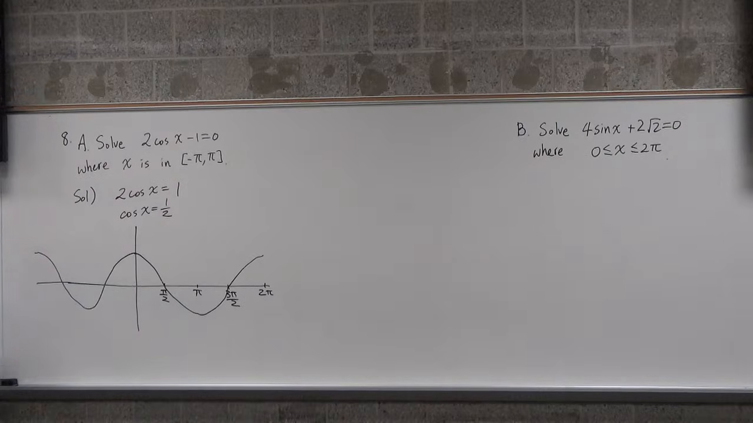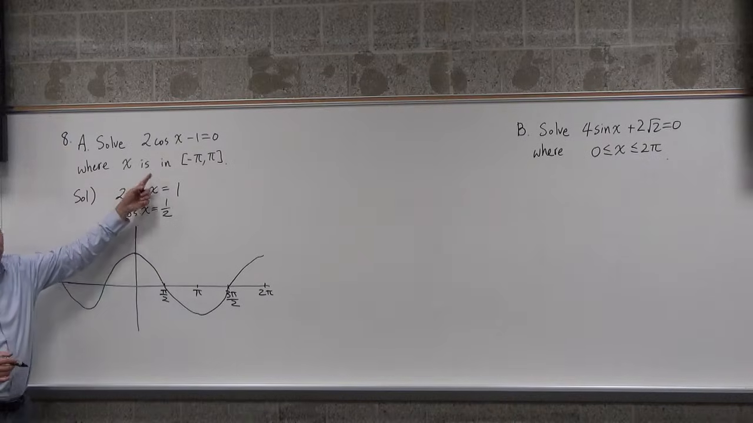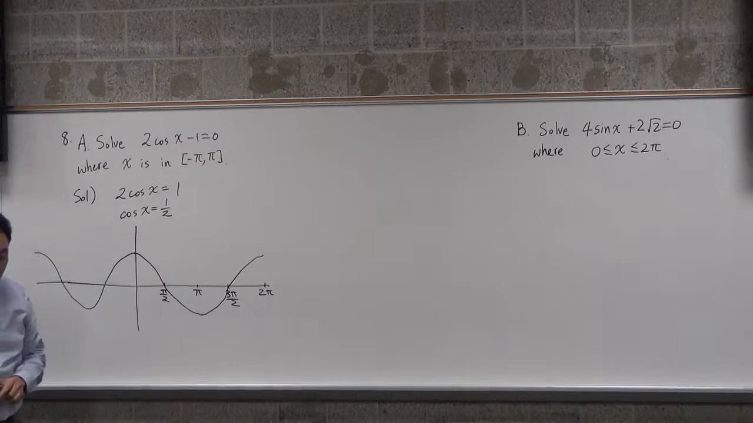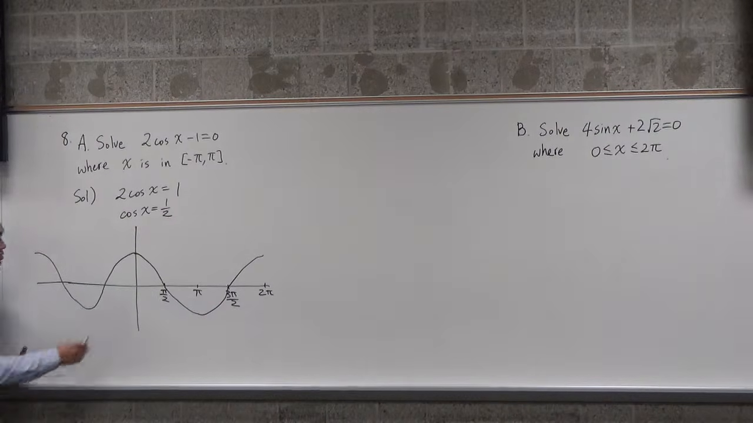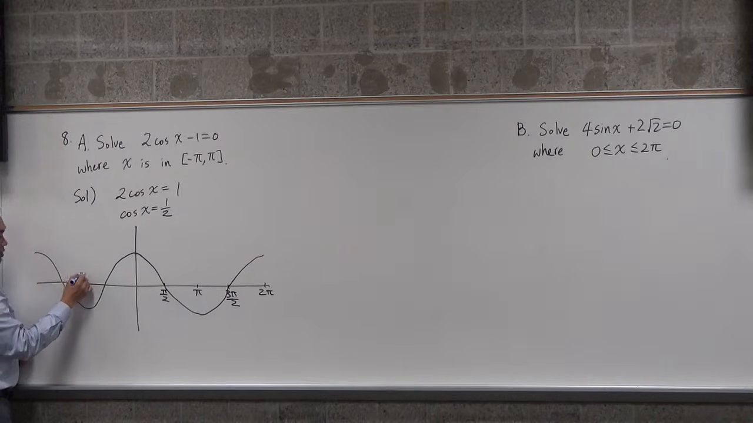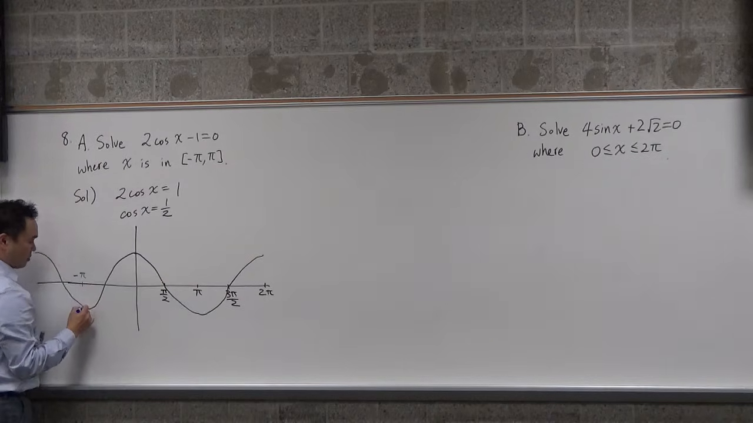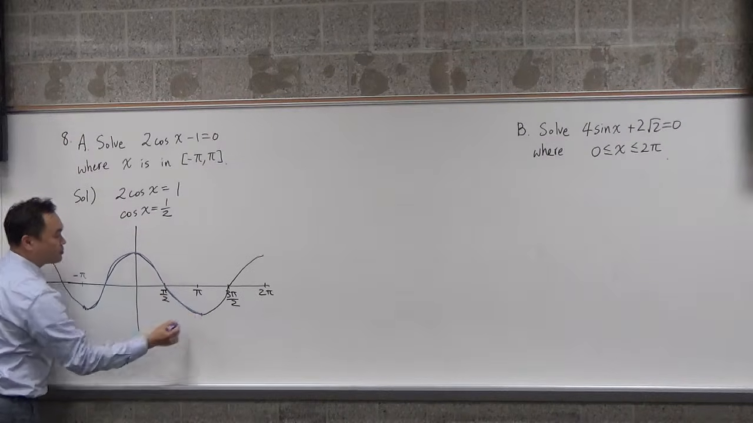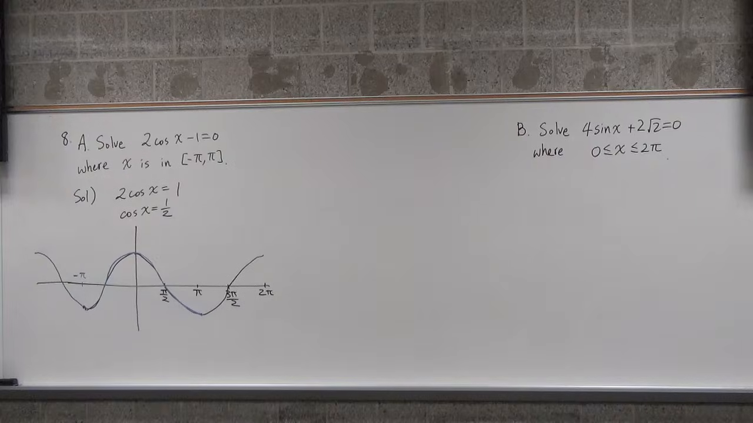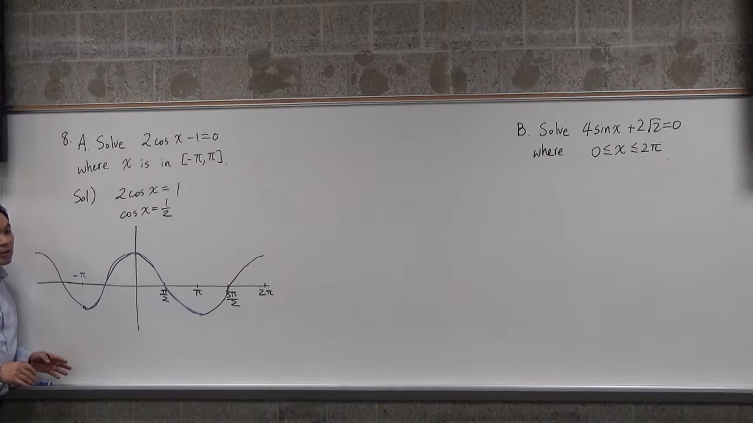Now notice that in this question, x is not the usual 0 to 2 pi. X is between -pi and pi. So the actual place that we have to search is not from here to there, but from -pi until pi. So it's this portion of the graph. Okay? All right. Now how do we look for the place where the value of the cosine is 1/2?